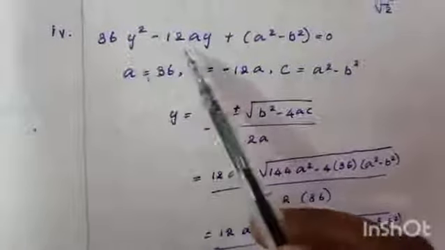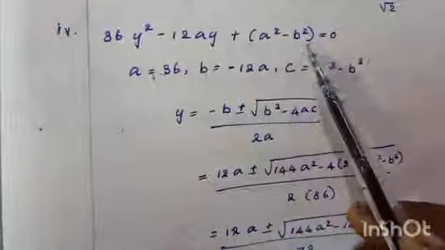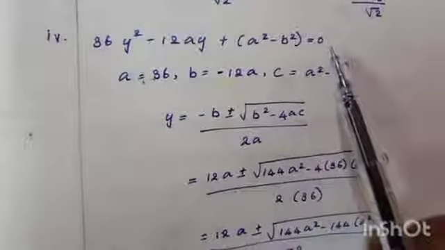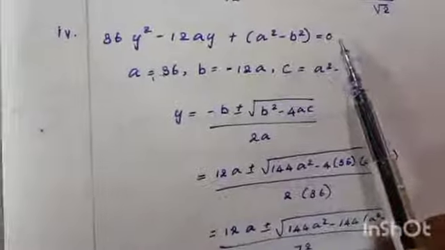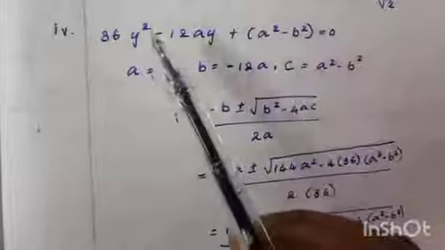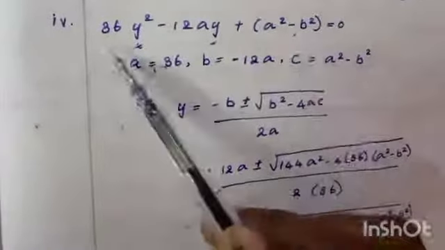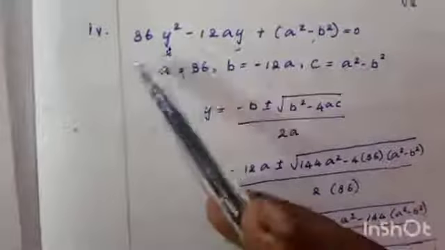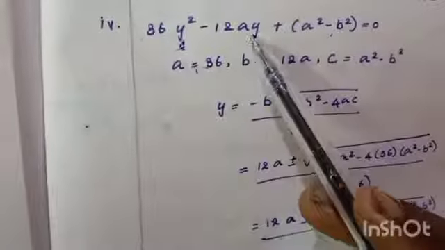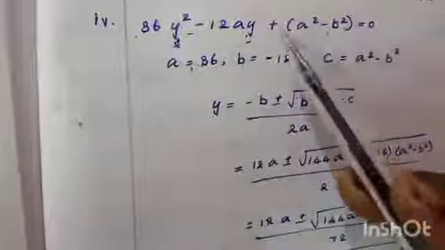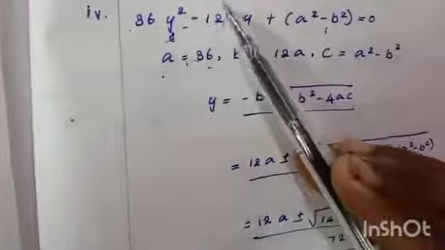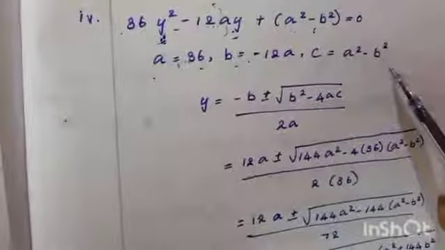Fourth question: 36y square minus 12ay plus a square minus b square equal to 0. Here 3 variables are given. You have to identify which is related to the quadratic. Here it is the square term, y square, and a square is constant. So it is a quadratic equation with the variable y. So coefficient of y square is 36, coefficient of y is minus 12a. This is considered as constant. So a equal to 36, b equal to minus 12a, c is equal to a square minus b square.